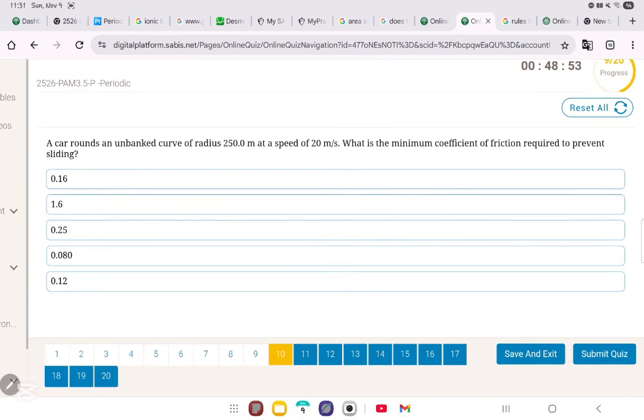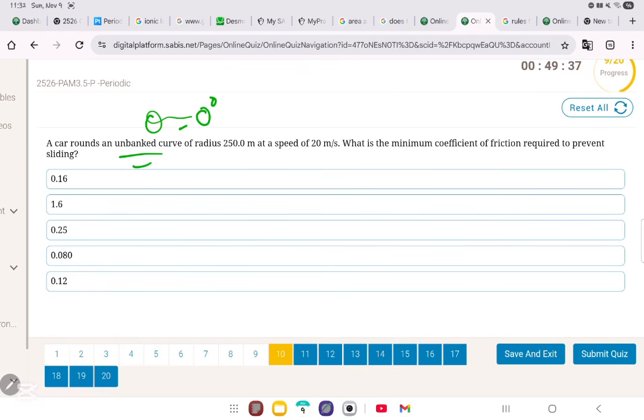Question number 10 is similar to question number 8. A car rounds an unbanked curve of radius 250 meters at a speed of 20 meters per second. Now, when they say unbanked, that means theta is 0 degrees.